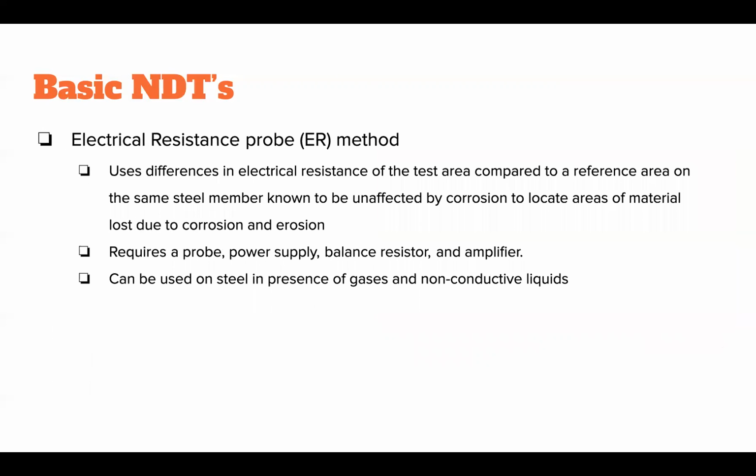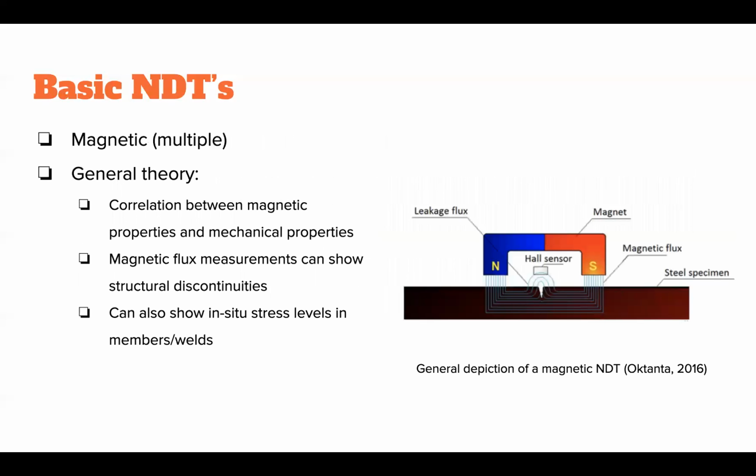Thanks, Nate. So another NDT is ER, or the electrical resistance probe method. This method compares the electrical resistance between a test area suspected to have corrosion and a reference area on the same member known to be unaffected by corrosion. The difference in electrical resistance is used to locate the areas of material loss, and to perform this NDT, a probe, power supply, balance resistor, and amplifier are required. This NDT is useful because it can be used on steel in the presence of gases and non-conductive liquids. Magnetism is also a basic NDT.